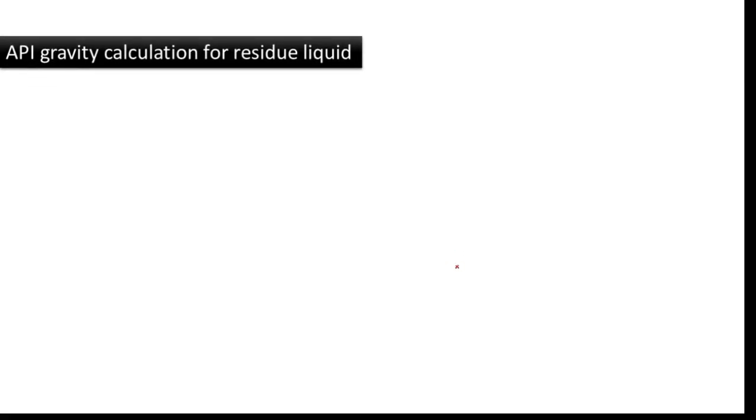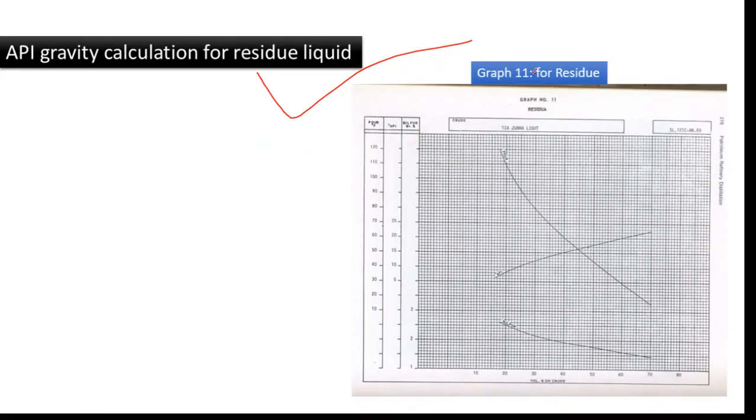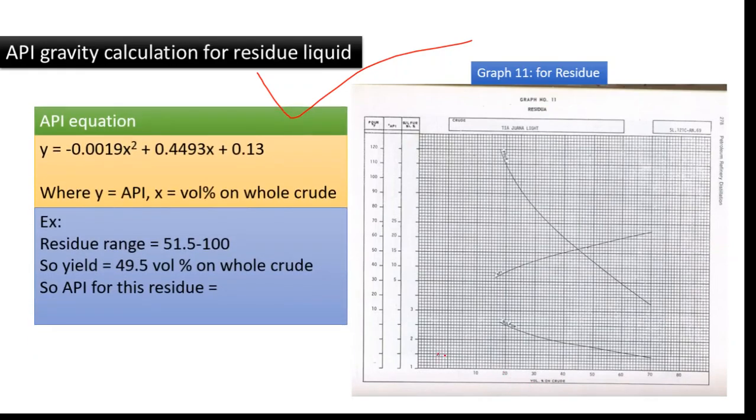Now come to the API gravity for the residue liquids. So how can we do it? This is a graph where we can calculate it. The important thing is that on the x-axis, that is volume percent, this volume percent is basically of the whole crude, not the mid volume percent. That is the difference between the residue and the distillates. For example, our residue range is 51.5 to 100. That is, the yield is 49.5 volume percent on whole crude.